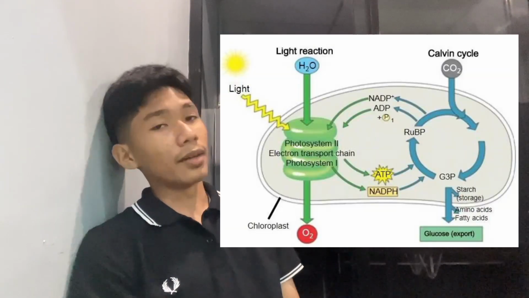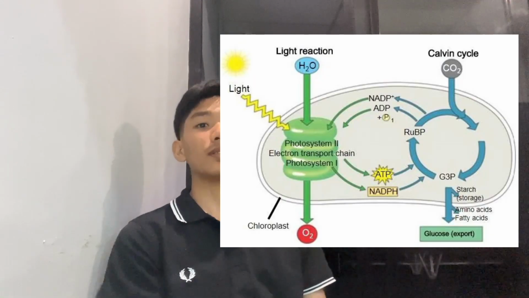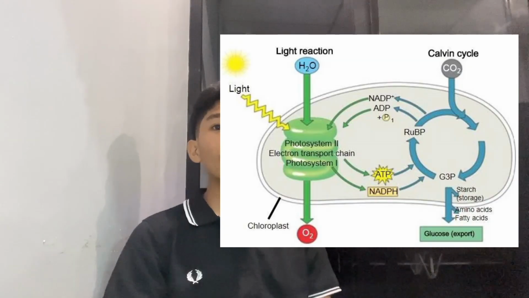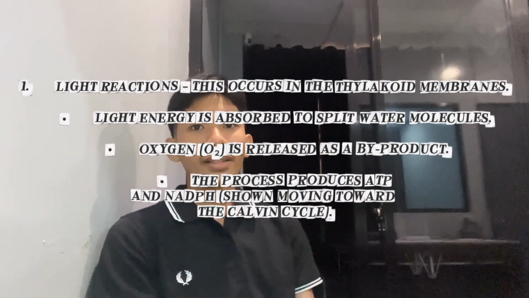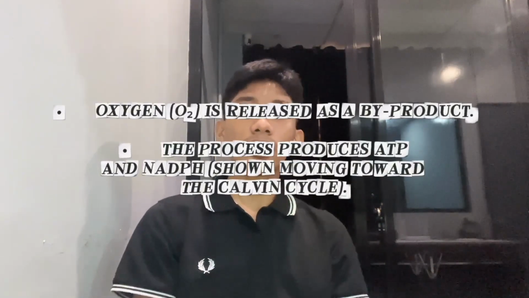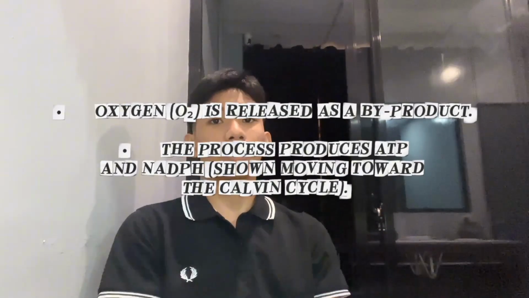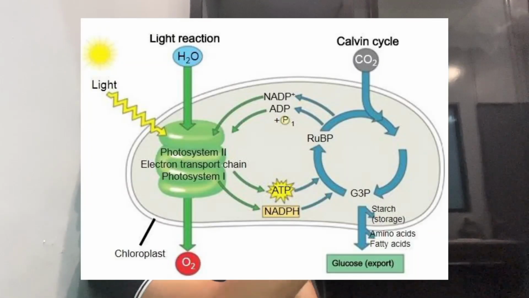If we look at this diagram of the chloroplast, you'll see that photosynthesis happens in two main stages. First is the light reaction, which occurs in the thylakoid membranes. Light energy is absorbed to split water molecules inside the chloroplast. Second, oxygen, the O2, is released as a byproduct. The process produces ATP and NADPH that are shown moving toward the Calvin cycle.